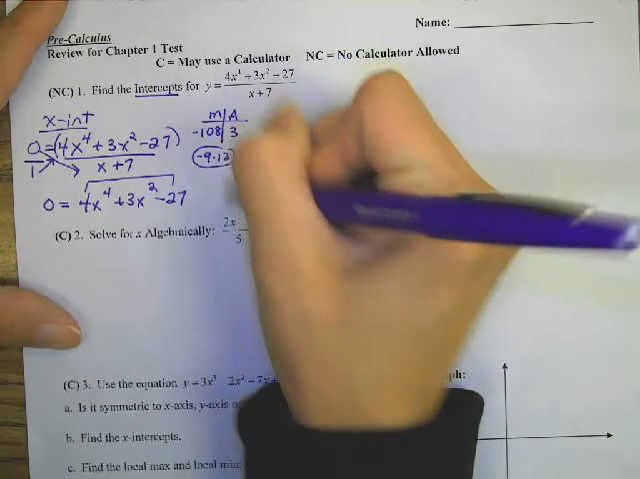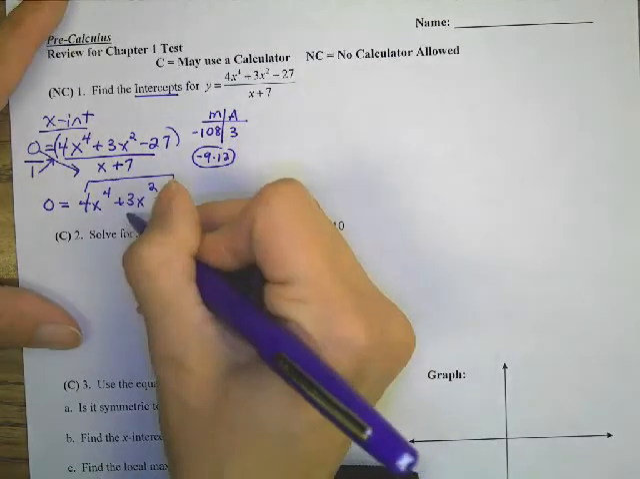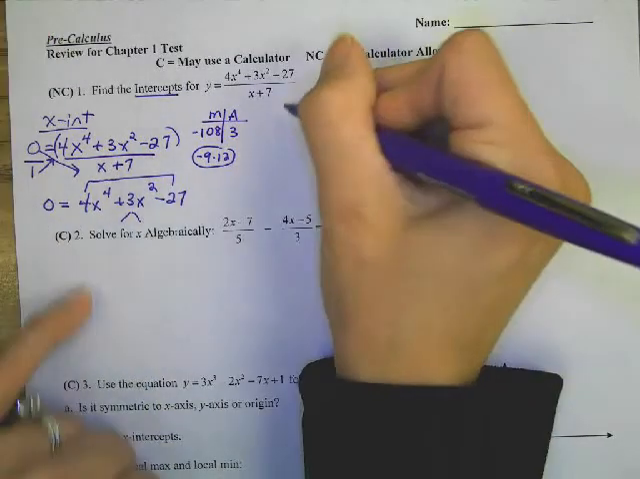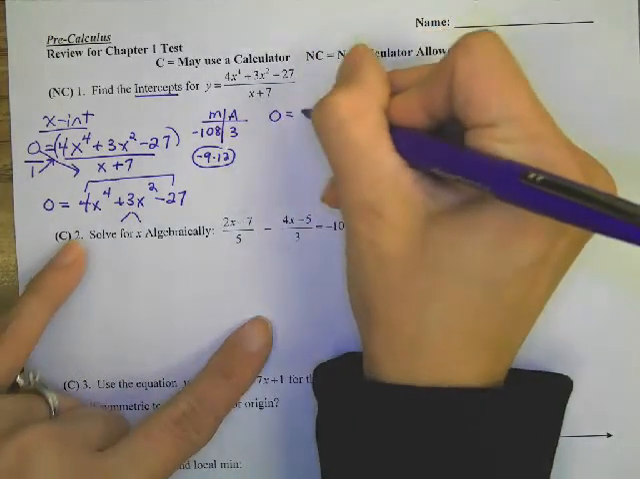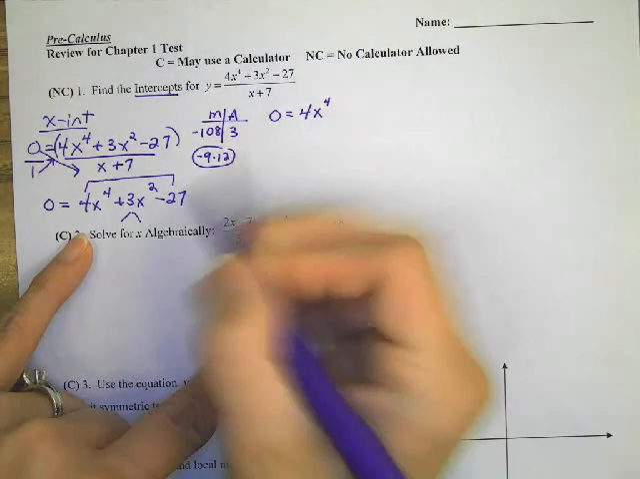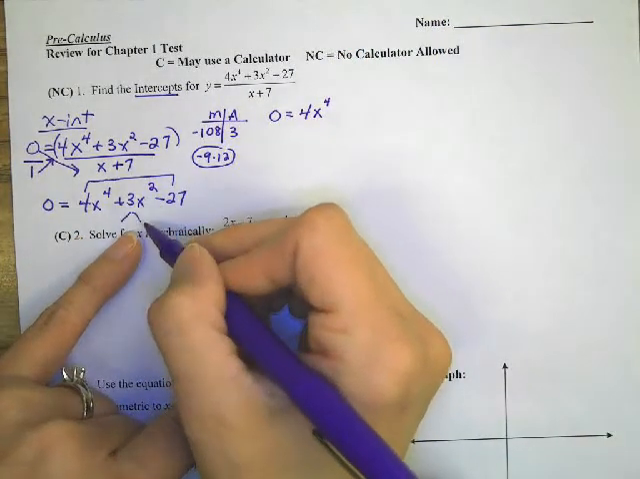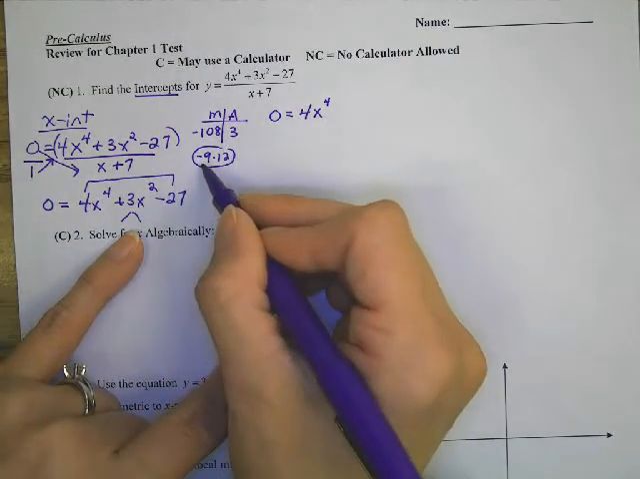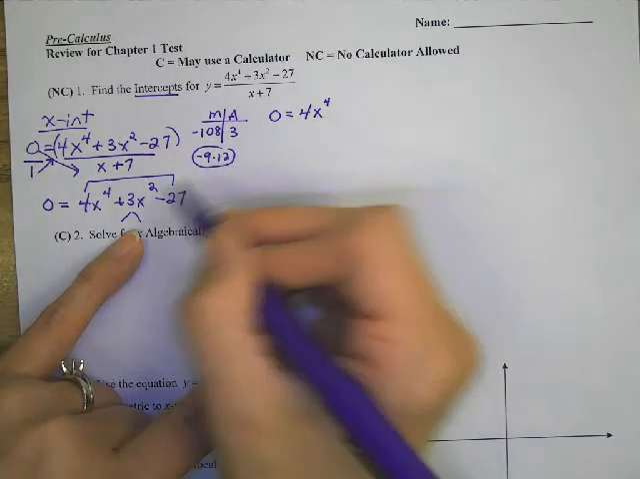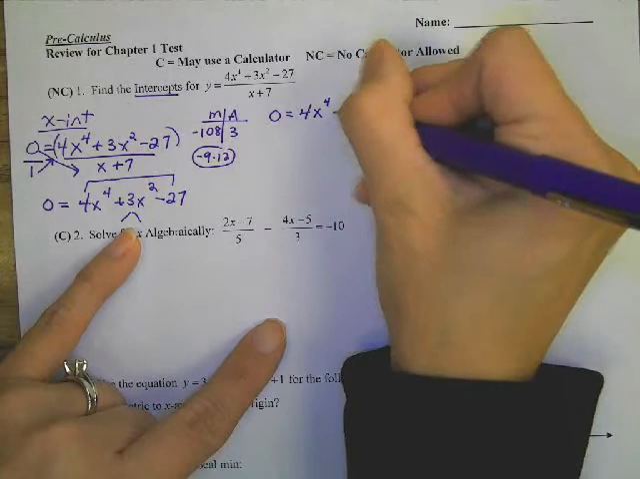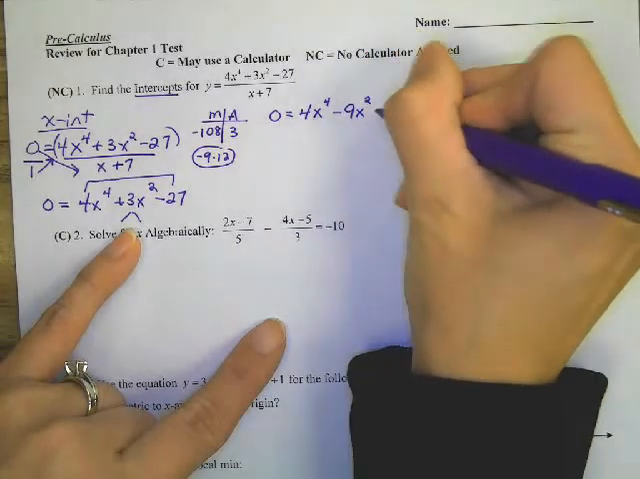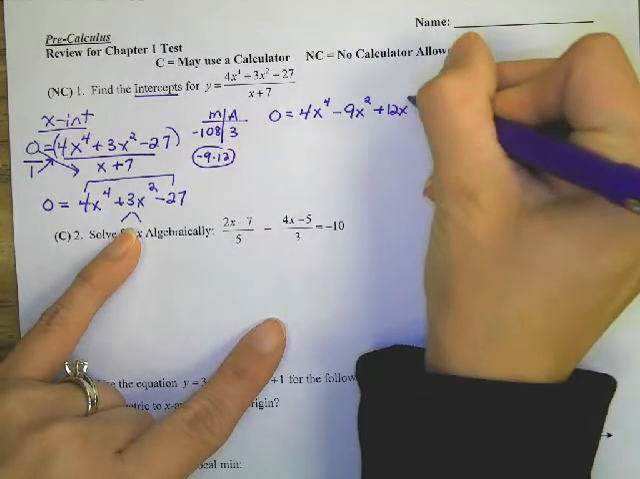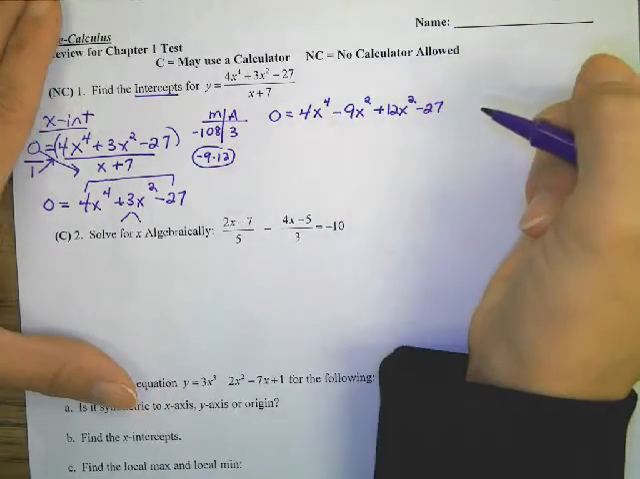Okay, you don't just throw those in the answer. These numbers split the middle. So what we have now is 0 equals 4x to the 4th, and the middles are splitting. Not 3x squared, but negative 9 and positive 12. And since the middles are squared, it's going to be negative 9x squared plus 12x squared minus 27.